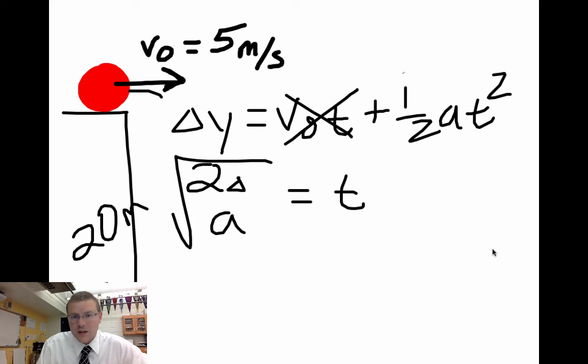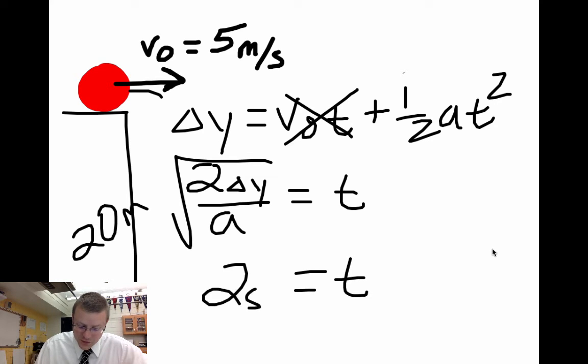Square root that gives you the time for fall. Plugging in the values you know, 2 times 20 is 40. 40 over, let's say, 10, just to make it easy. That's 4. Square root of 4 gives you 2 seconds of free fall.